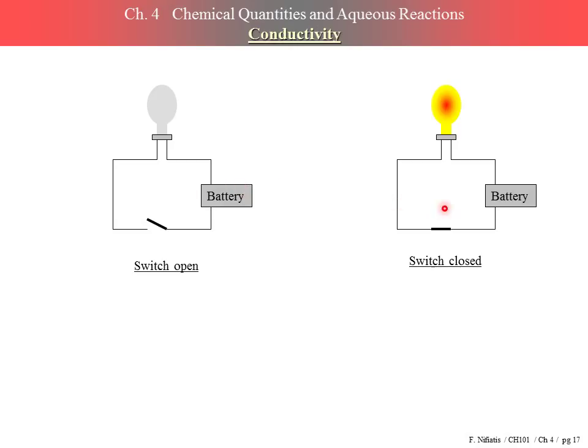What's the difference between the two experiments? Well, here we are interrupting the circuit with air. The fact that it doesn't light indicates that air is not a conductive material. Here we close the switch because from one side to the other we have wire, a conductive material. The bulb lights.